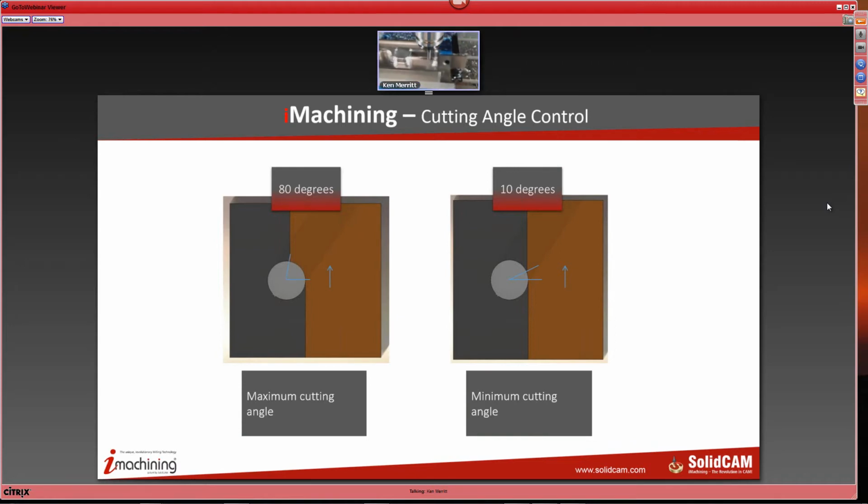Now, we talked about cutting angles a minute ago. We work with a cutting angle range of 10 degrees to 80 degrees.